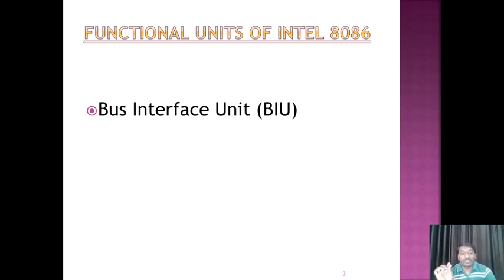बस इंटरफेस यूनिट पहली यूनिट है. क्या काम है इसका? जितना भी कम्युनिकेशन करना है आउटसाइड वर्ल्ड से, डेटा को फेच करना मेमोरी से, आईओ डिवाइस से, स्टोर करना क्यू में, रिजल्ट्स को वापस ले जाना मेमोरी आईओ डिवाइस पे, ये सारा डेटा ट्रांसमिशन का काम ये है आपका बस इंटरफेस यूनिट का. इसका नाम ही है बस इंटरफेस यूनिट.